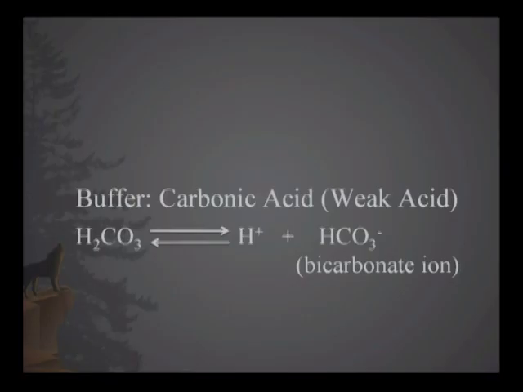So an example of a buffer is carbonic acid. Carbonic acid is a weak acid. And as we look at this equation here, you can see that carbonic acid, H2CO3, can dissociate to form H+ and bicarbonate, HCO3. So it can go in this direction. But the H+ and HCO3 can combine to reform carbonic acid. So the solution can go to the right, it can also go to the left.